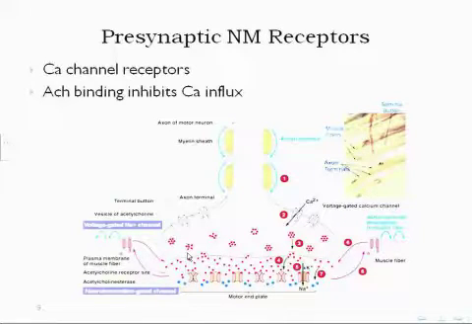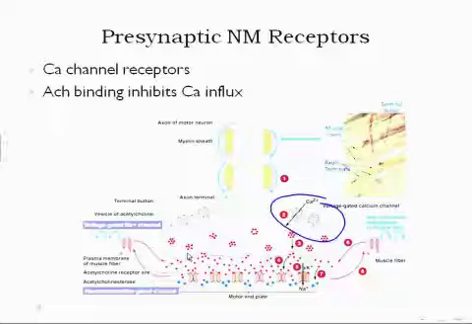Your presynaptic neuromuscular receptors are basically located here. Okay? These are the calcium channel receptors. They are the ones that will be bound by excessive amounts of acetylcholine and will be inhibited, so they don't allow calcium to influx again. And as a consequence, guess what the vacuoles do? They just sit there. Okay, and nothing will happen.